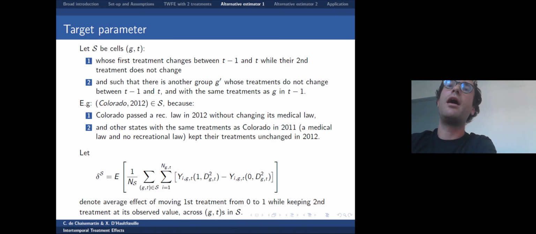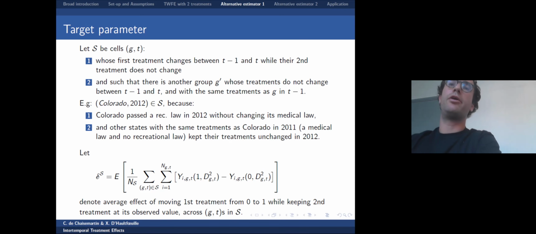And there are other states that had the same treatments as Colorado in 2011, meaning a medical law and no recreational law, but that did not change any of their treatments in 2012. And so that means that we're going to be able to use those states as controls to infer what would have been marijuana consumption in Colorado in 2012 if it had not passed a recreational law in that year.